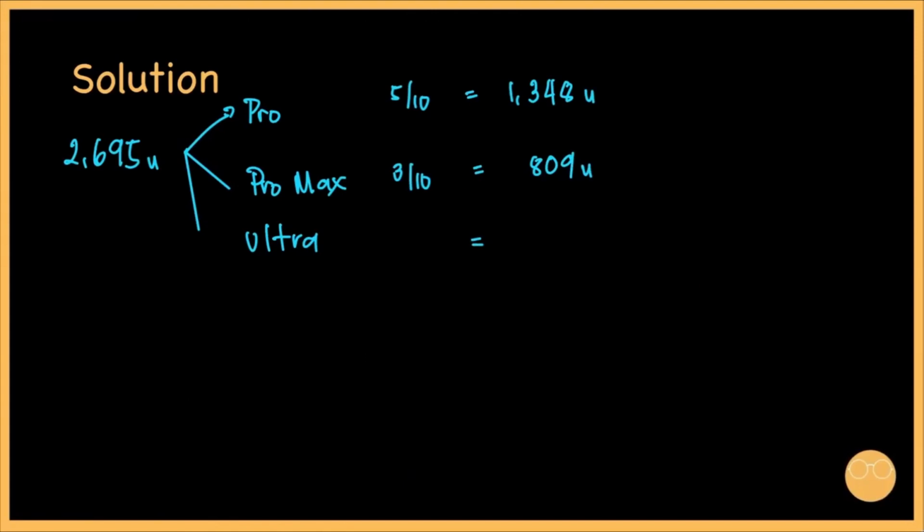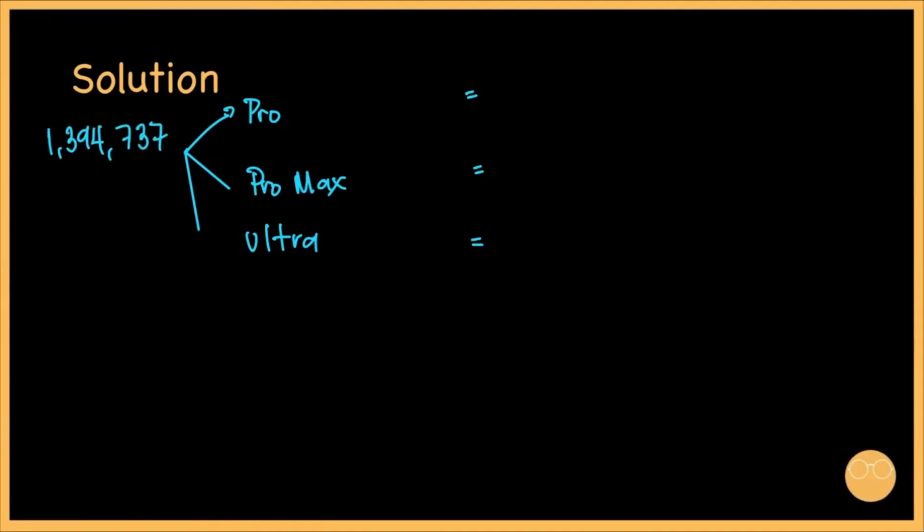Then let's get the remainder for the Ultra. So 2,695 less 1,348 less 809, that will give us 538 units. Or simply put, 2,695 multiplied by 2 over 10, that will give you almost the same answer. So basically, what we're trying to do here is that the allocation should be equal to the composite break-even point in terms of units.